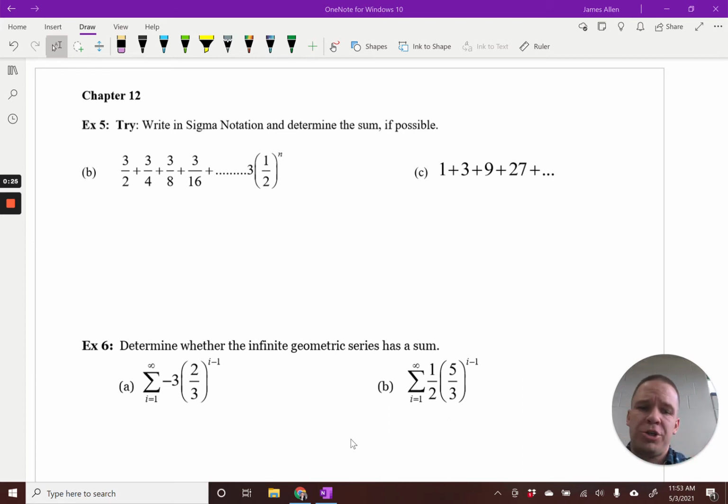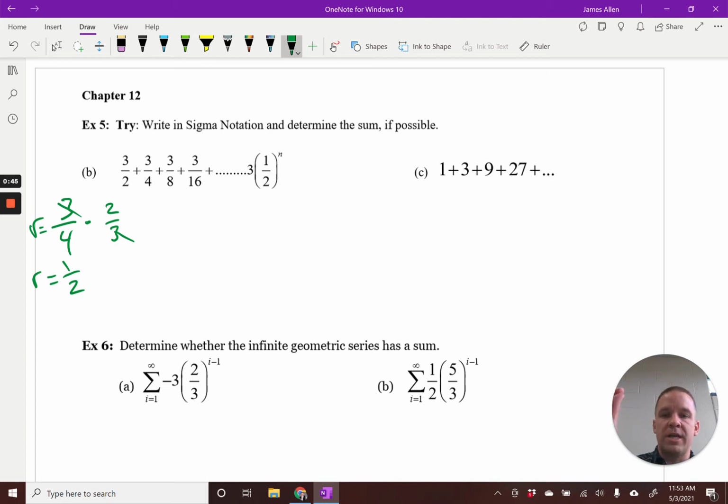Well, if you're not sure what our common ratio is, you could always take 3/4 and divide it by 3/2, which would be the same as multiplying by 2/3, to get my common ratio, which is going to be 1/2. You could also see that the denominator is doubling while the numerator remains the same. The absolute value of 1/2 is less than 1, so this converges.